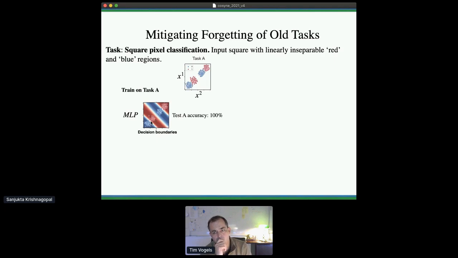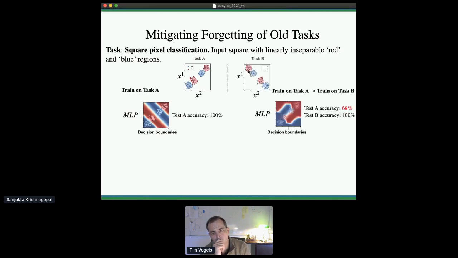And it's great. However, consider task B, which is almost orthogonal to task A. We train the MLP on task A first and then on task B, and then test it on the old task, task A. The MLP does pretty well on task B after being trained on both tasks, but now it's changed its decision boundaries to match that of task B. So when you test it on the task from before, it does much poorer, it forgets quite a bit.